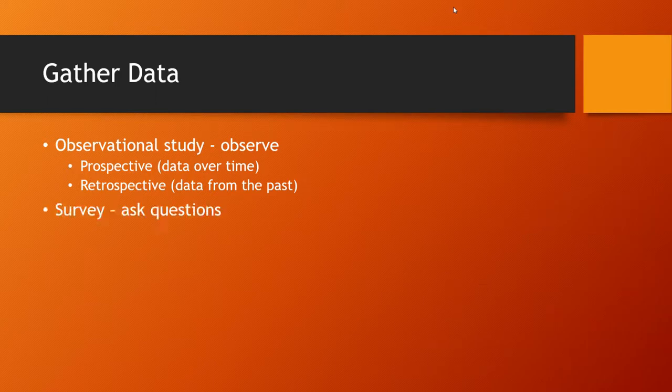Second way of gathering data is a survey, and we've talked a lot about surveys. Surveys are simply where you ask people questions. So again, you're not making the subjects do anything, you're just asking a question. And then the third way of gathering data is an experiment. Now, in an experiment, we are actually going to impose a treatment. We're going to ask our subjects to do something specific.